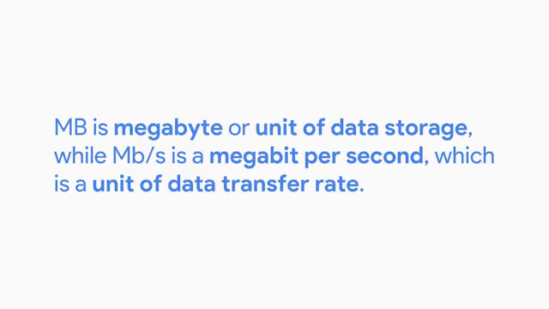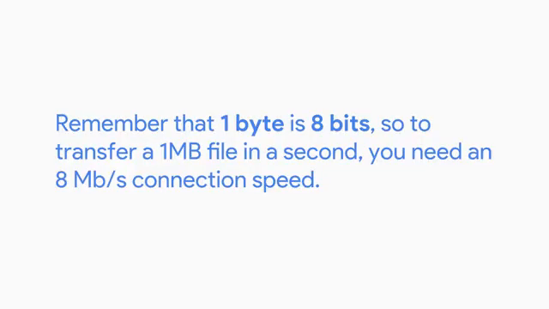MB is megabyte, a unit of data storage, while capital M, lowercase b, /s is megabit per second, which is a unit of data transfer rate. People often mistake speeds of 40 megabits a second to mean that you can transfer 40 megabytes of data per second. Remember that 1 byte is 8 bits, so to transfer a 1 megabyte file in a second, you'll need an 8 megabits per second connection speed. So to transfer 40 megabytes of data in a second, you'll need a transfer speed of 320 megabits per second.